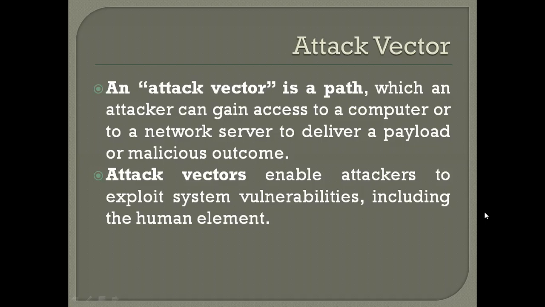The attack vector enables attackers to exploit the system vulnerabilities. So now we can get an idea. As I said previously, the attacker is going to find the weaknesses in the network, and those weaknesses are going to select the path. So that is enabling attackers to exploit system vulnerabilities, including human vulnerabilities, whether done by us or automatic errors in the network.